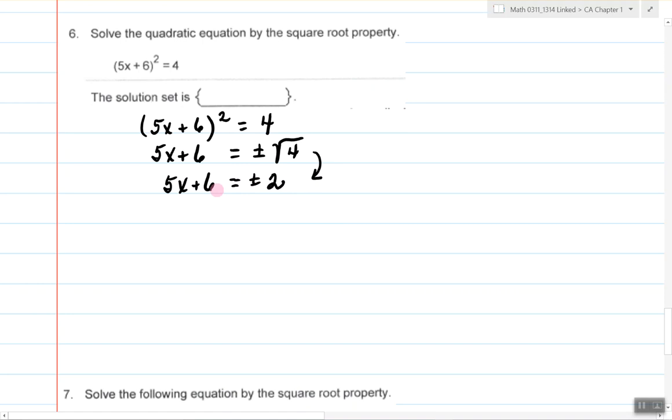Now I need to continue. I'm going to subtract 6 from both sides, put it in front. So I have 5x is equal to negative 6 plus or minus 2. Divide by 5. And I have x is equal to negative 6 plus or minus 2 over 5. You cannot leave this combined answer because it can be simplified. So let's take a minute over here and do it.